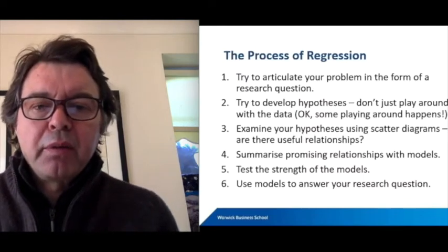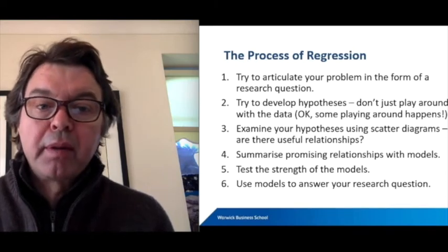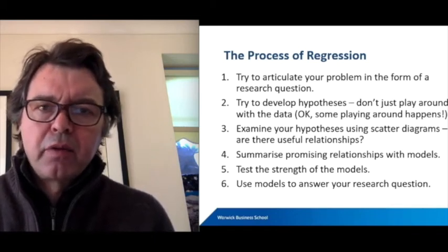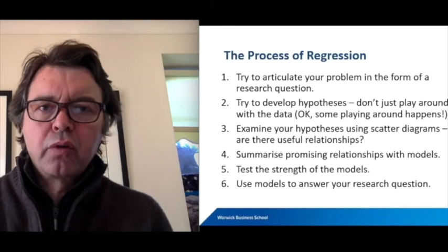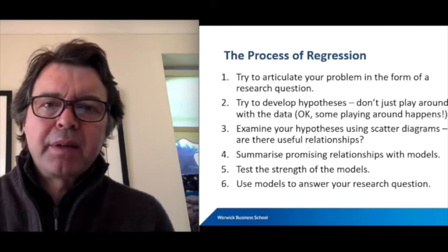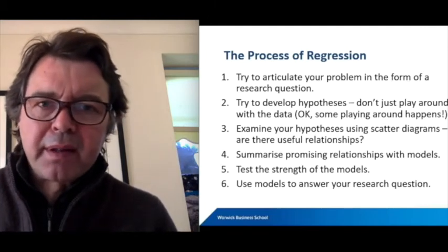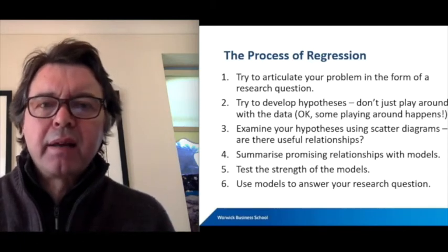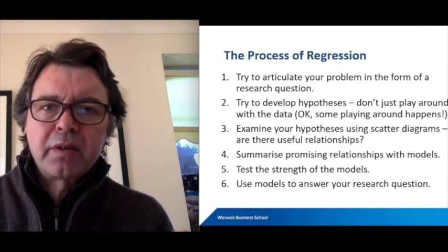Now, how do we do it? Well, the process of regression follows this. First, we try and articulate our problem in the form of a research question, and then we try and develop hypotheses. So we try and actually develop a theory as to why one variable would be causally linked to another one. This is because it's very easy these days just to play around with the data. And of course, yes, we do play around with the data a bit. But the trouble with playing around with data is that you might find relationships in the data which are not actually causal relationships, and you could make some mistakes.